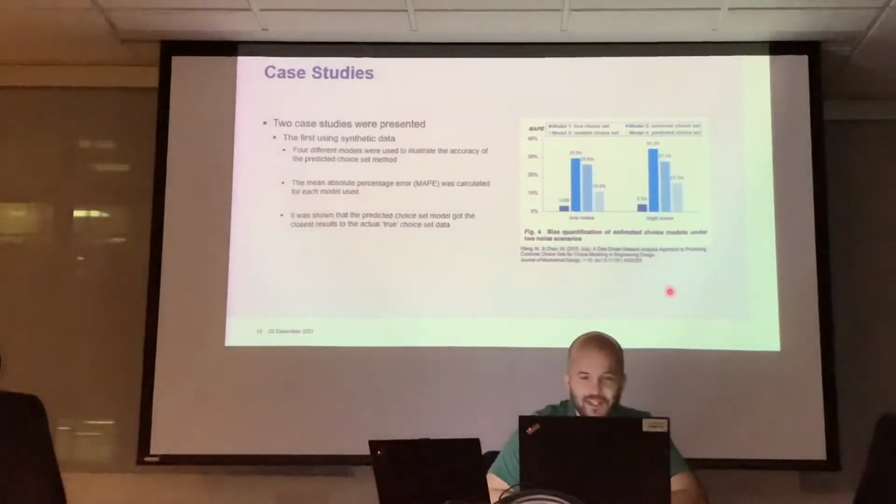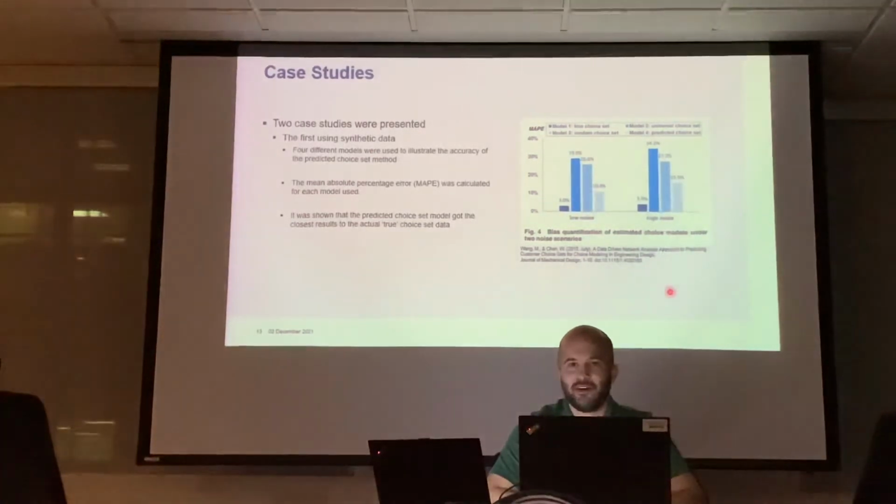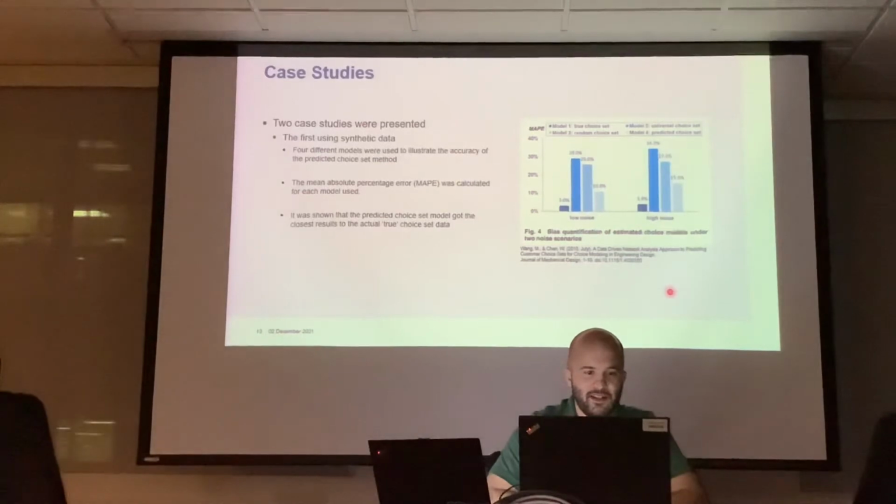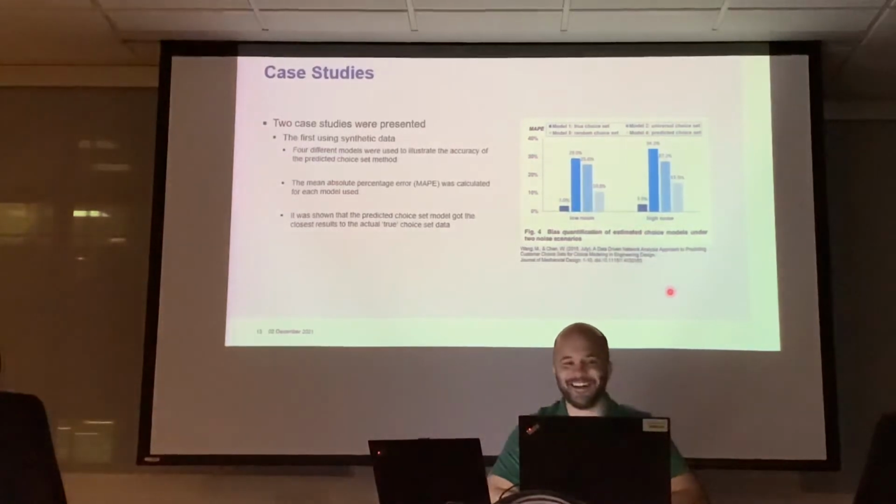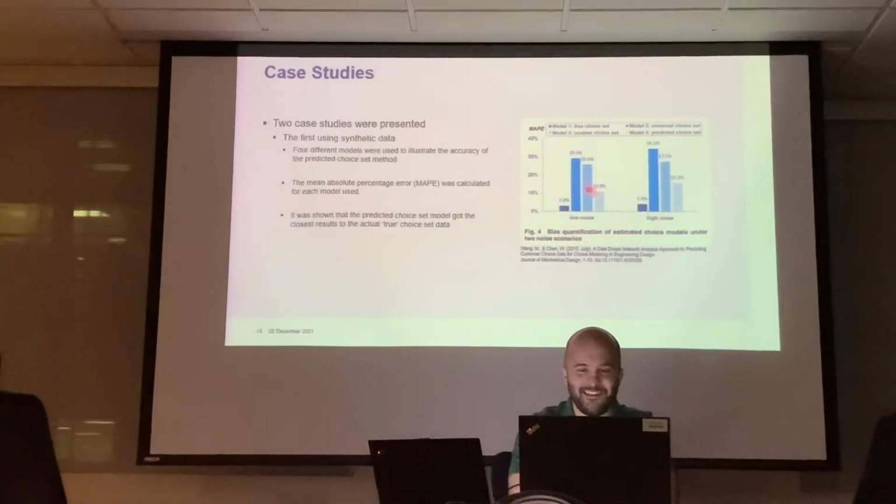There was a true choice set, which is the actual data being compared. The second one was a universal choice set. The third was a random choice set. And the fourth is the predicted choice set, which this paper is about. To find the error between these, the mean absolute percentage error was calculated for each model. And as you can see, the predicted choice set is the model that is closest to using the actual data, the true choice set. So this shows that the predicted choice set is a good model to use.